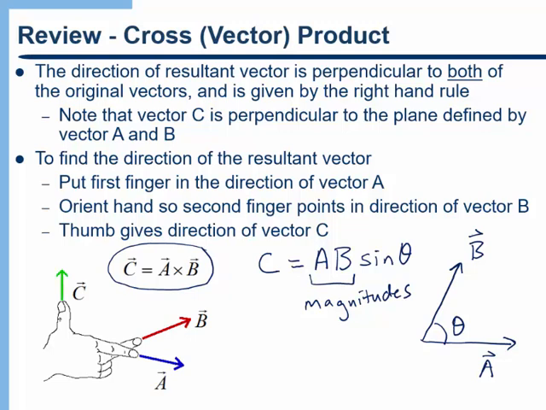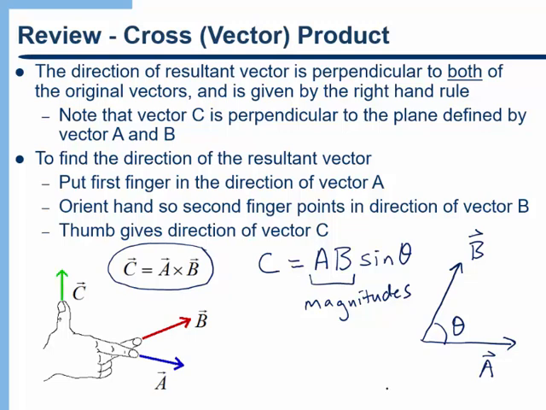Okay, so vector C is obviously a vector, so it has a direction. Remember that we use the right-hand rule to find that direction. Now, it's actually simpler than it first seems, because the key thing to remember is that the resultant vector, vector C, is perpendicular to both of the original vectors. So that means that vector A and vector B form a plane, and vector C is perpendicular to that plane.